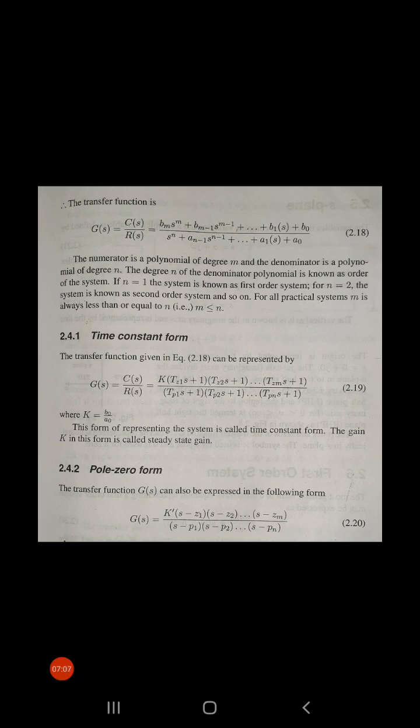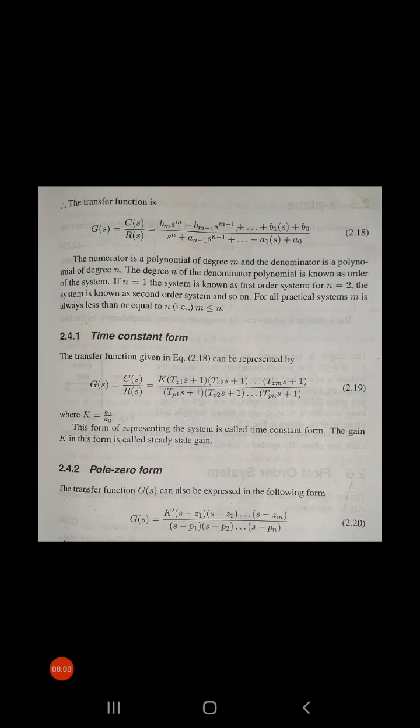Here z1, z2 to zm are the roots of the numerator polynomial, and these roots are known as the zeros of the system. P1, p2 to pn are the roots of the denominator polynomial, and these roots are known as the poles of the system. K and K dash are not equal. We have already seen how K and K dash are related to each other in the type number of the system lecture.